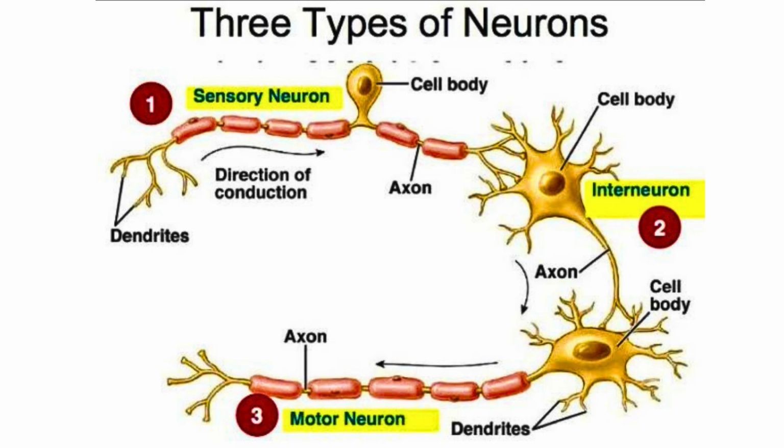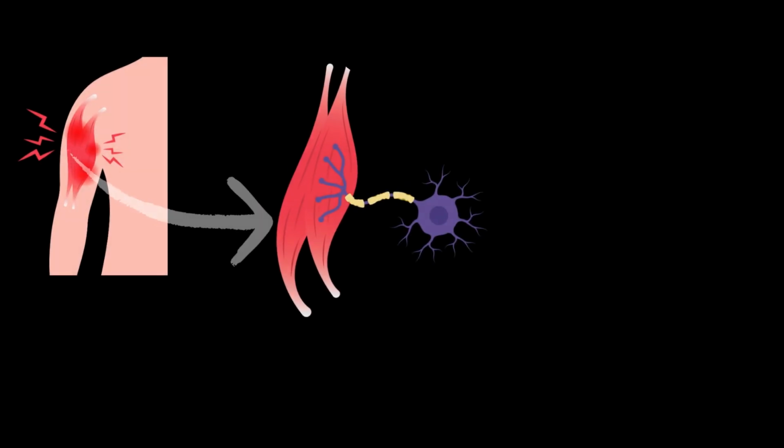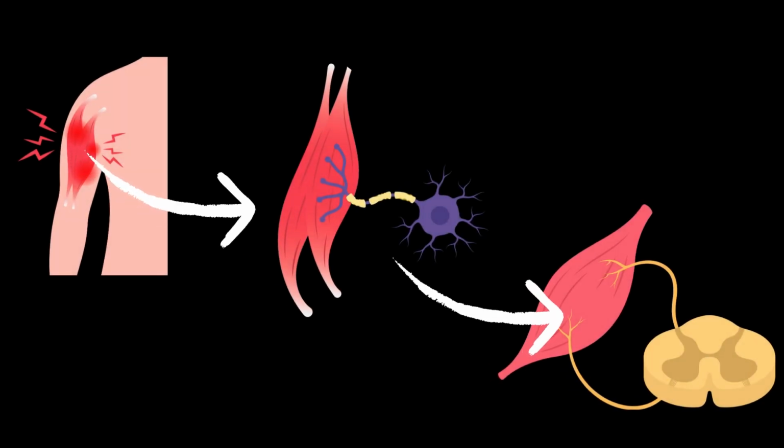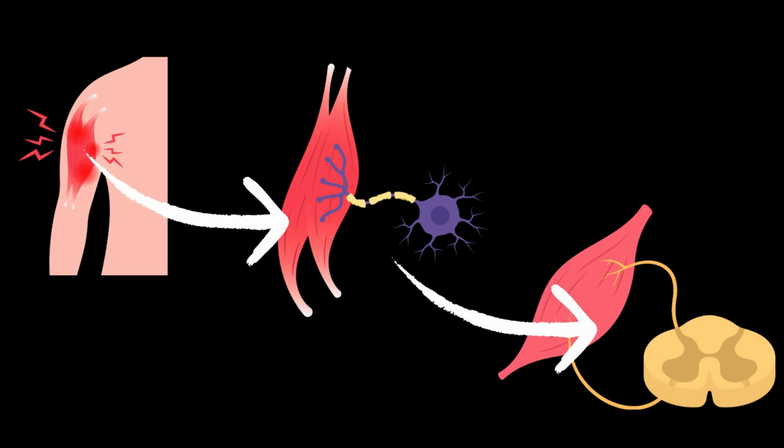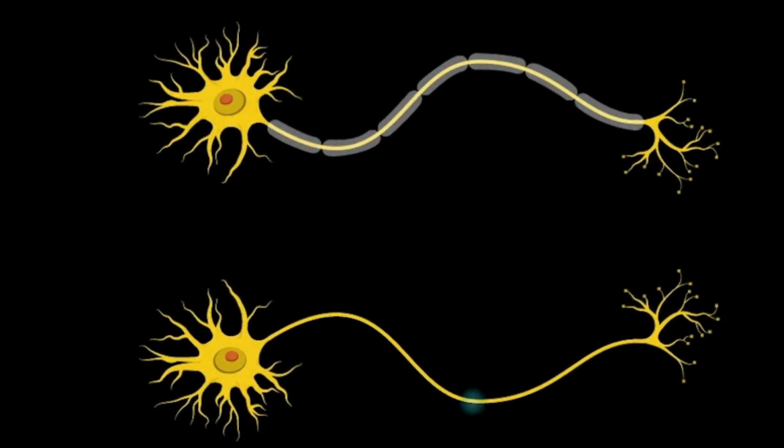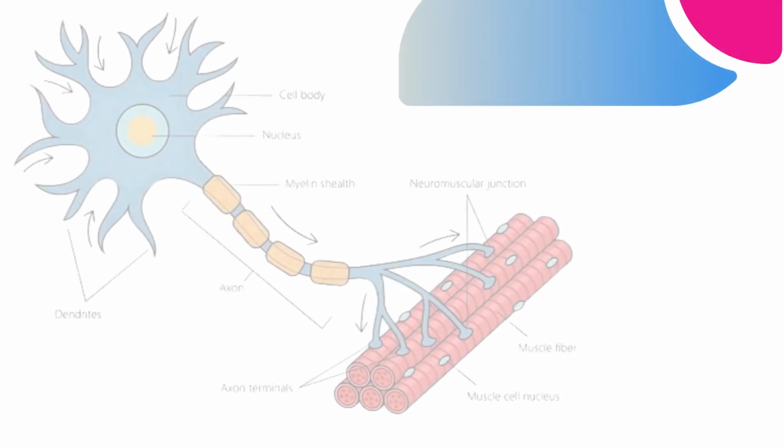Sensory or afferent neuron. The sensory or afferent neuron transmits impulses from the cell or receptor towards the central nervous system, that is the brain and the spinal cord. The dendrites of these neurons are connected to the sensory cells, while the axon is connected to other neurons.